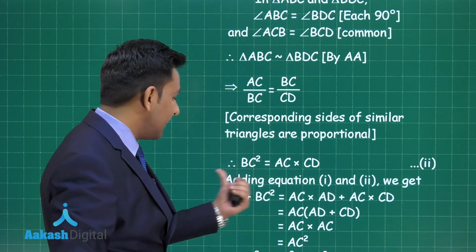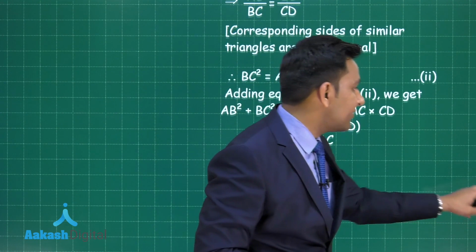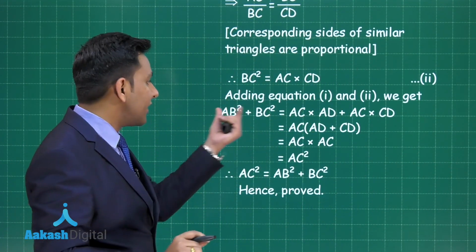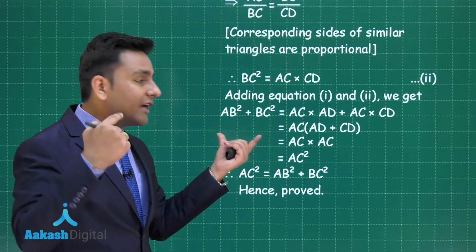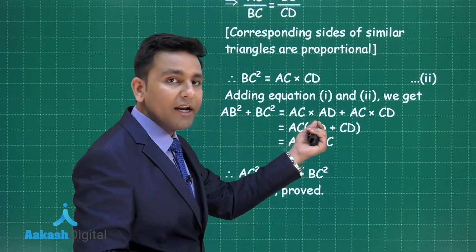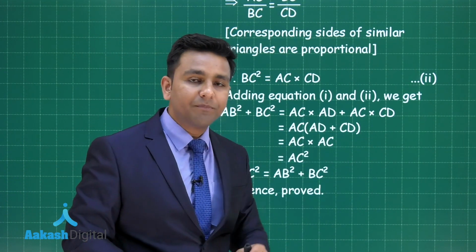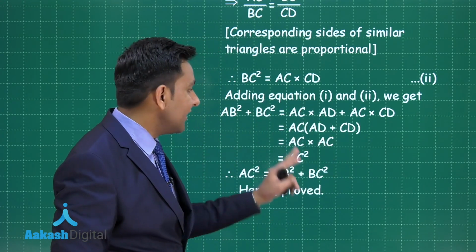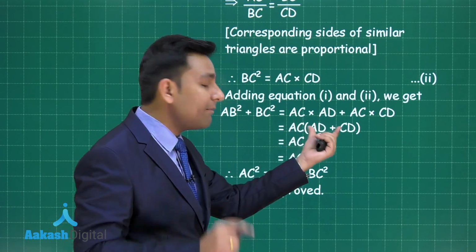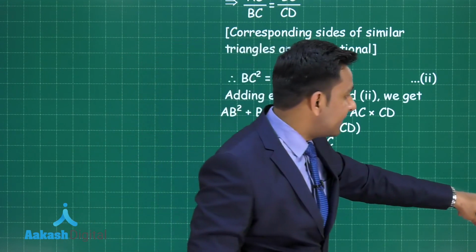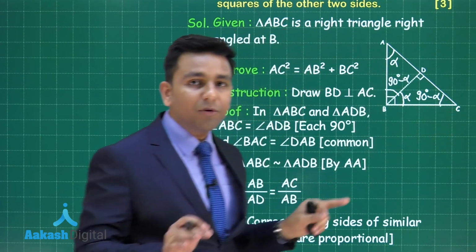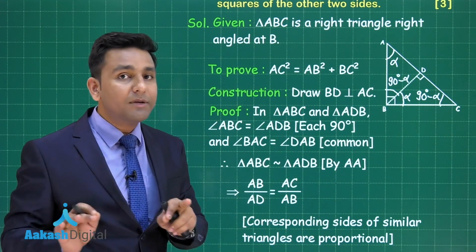What we are getting on the left hand side, we are getting sum of the squares of two sides of this right angle triangle, that is AB square plus BC square. While on the other side, we are getting AC into AD plus AC into CD. Now we can take AC common from the right hand side. Then we are getting AC multiplied by AD plus CD. AD plus CD will be replaced by this complete line segment, that is hypotenuse of this right angle triangle ABC.